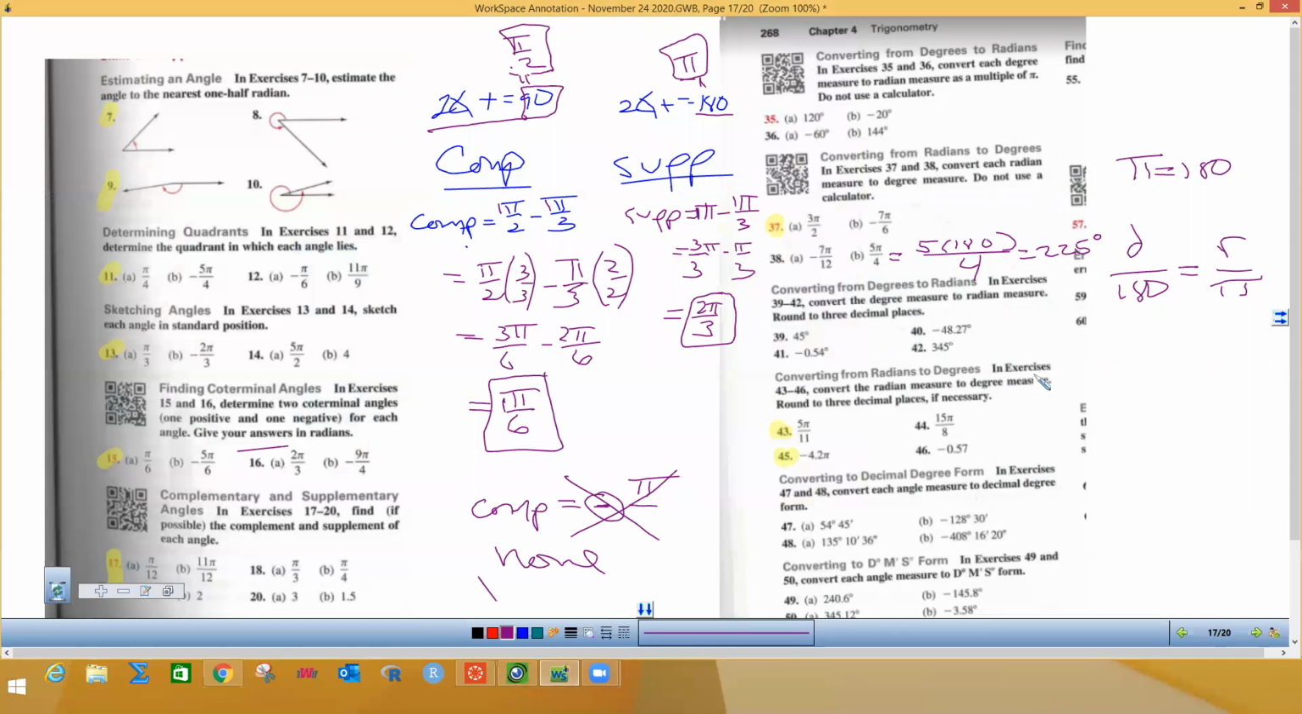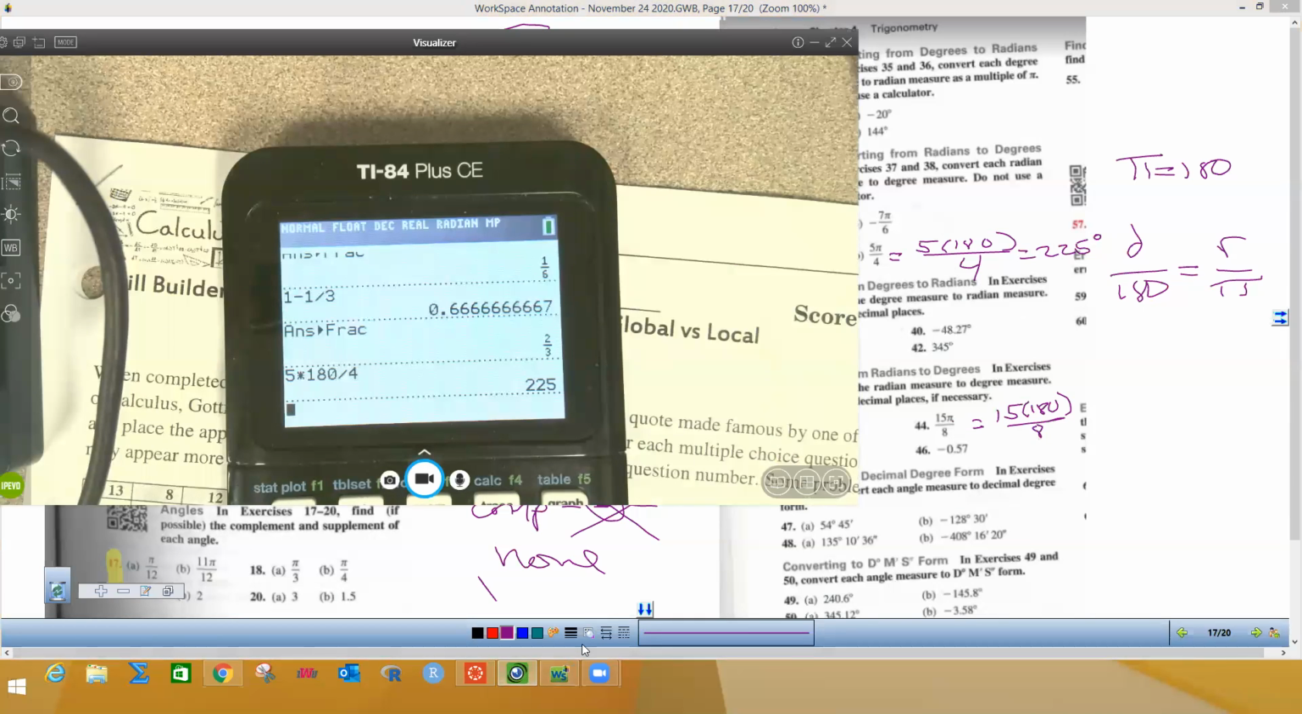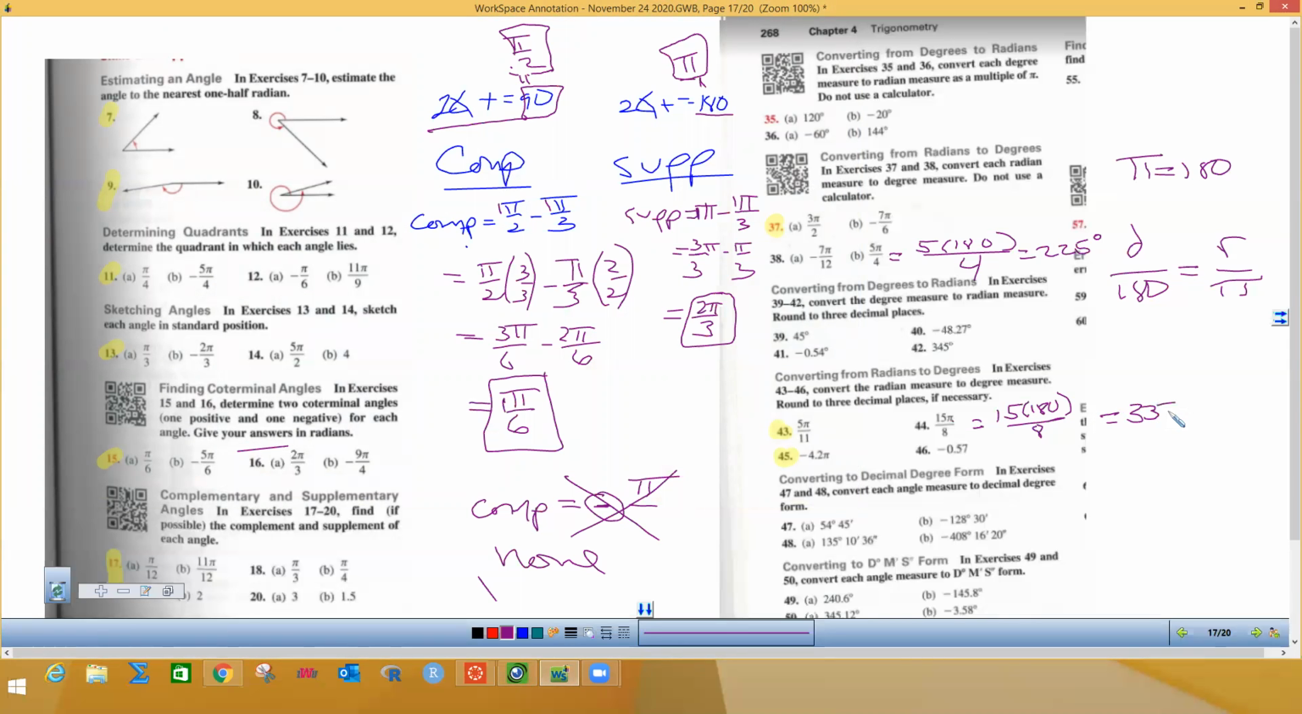And then down here it says converting radians to degrees. And this one says round to 3 decimal places. In other words, it may not work out all beautiful for you like this, but we still do it. So I'm going to do 44 here. Again, I'm going to put 15 times 180 because I'm going to stick 180 in for that pi. So I'm going to take 15 times 180 divided by 8. And this one does not work out all pretty. It's got a decimal, but that's okay. So we would put 337.5 degrees.